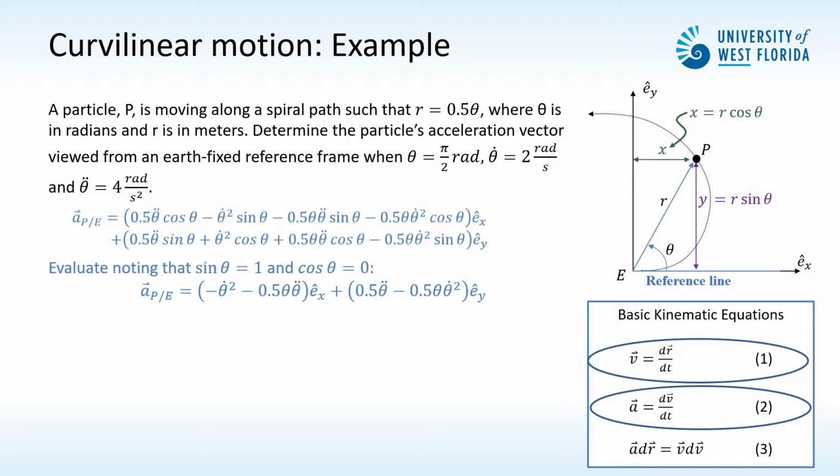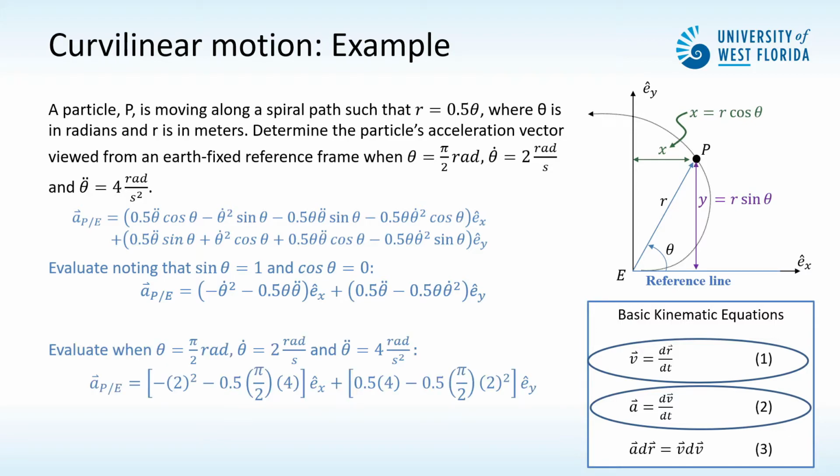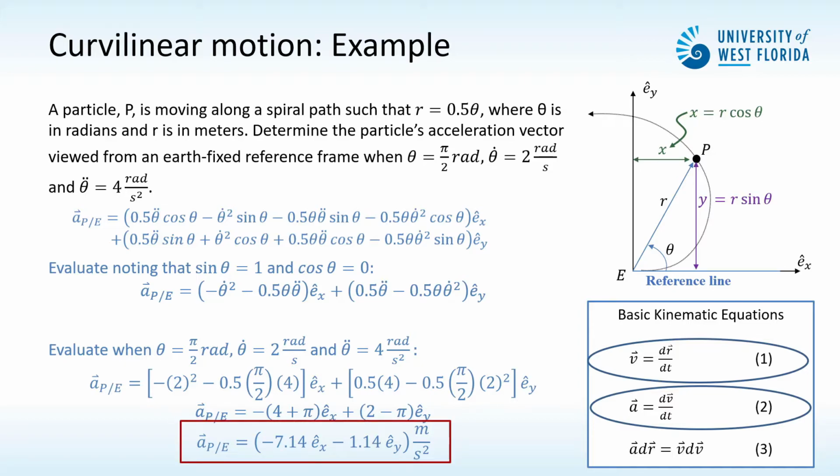I'm going to start by noting that theta is pi over 2 radians or 90 degrees. And so sine theta is 1 and cosine theta is 0. This gives us a much shorter expression for acceleration. Now I'll evaluate the expression when theta is pi over 2 radians, theta dot is 2 radians per second, and theta double dot is 4 radians per second squared. And we find that acceleration is negative 7.14 ex minus 1.14 ey, and that's in meters per second squared. You might want to remember this last expression. You will see it again as well.